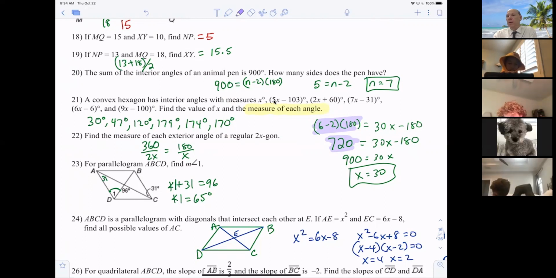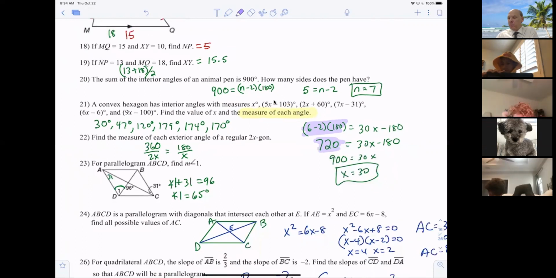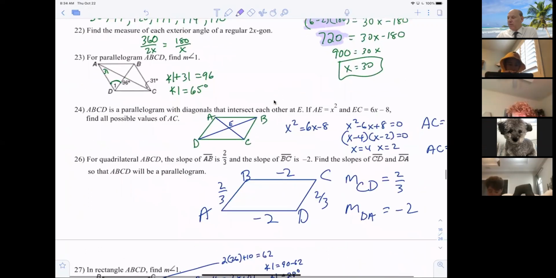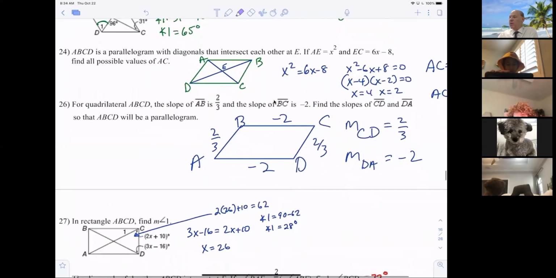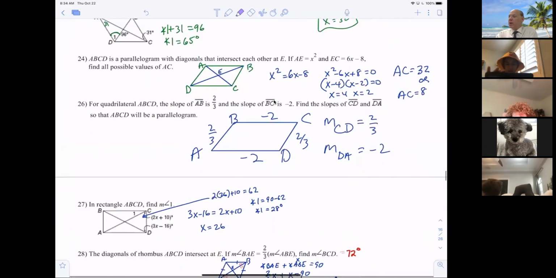Can you do 24 and 26? Yes, just 1 second. All right. Now, Mia, what did you want? 24 and 26. All right, let's look at 24. Now this one, like I said, guys, I really want to concentrate on number 24, because it's a quadratic. It's been a while since you've had to solve a quadratic.